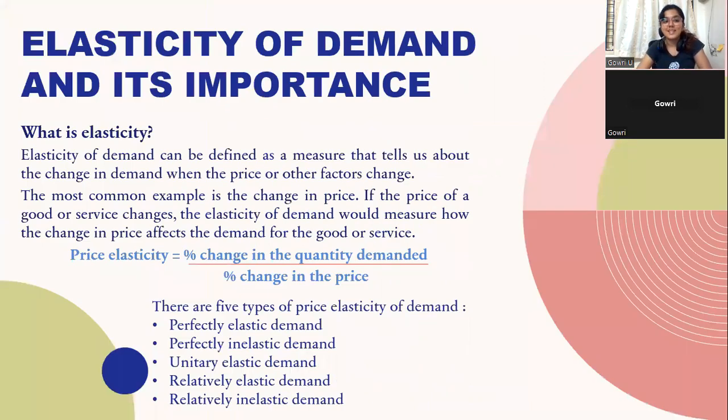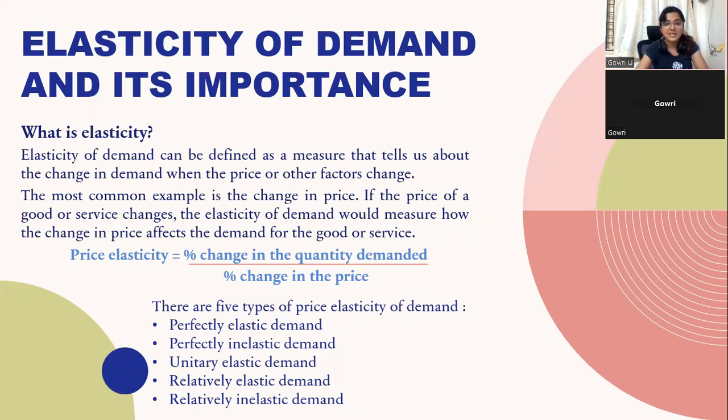Elasticity. Now, what is elasticity? Elasticity is simply a variable measure. It can be defined as something that tells us about the change in demand when the price or other factors change. One of the most common examples is a change in price. Most economists are concerned with price elasticity. If the price of a good or service changes, elasticity of demand would measure how the change in price affects the demand for the good or service.